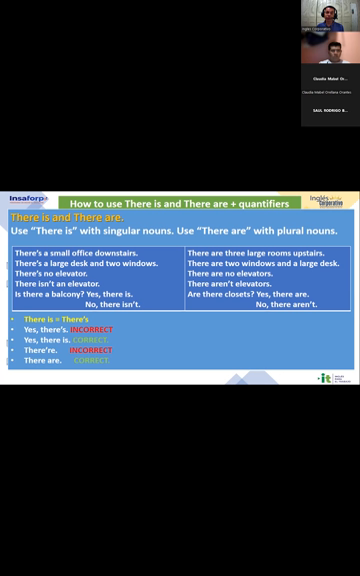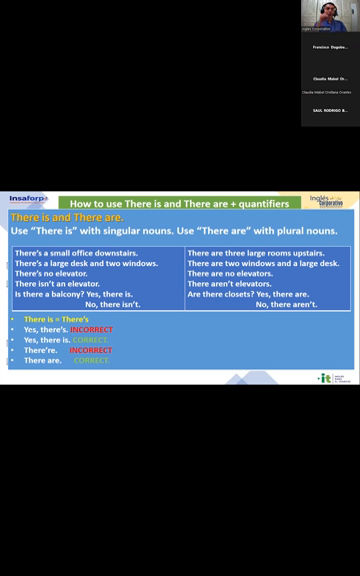Now, there are no elevators. There are no elevators, right? Negative. Or there are an elevator. Now, in questions, you say, are there? Are there closets? Yes, there are. Right? Okay, good class. These are more examples on the use of there are.